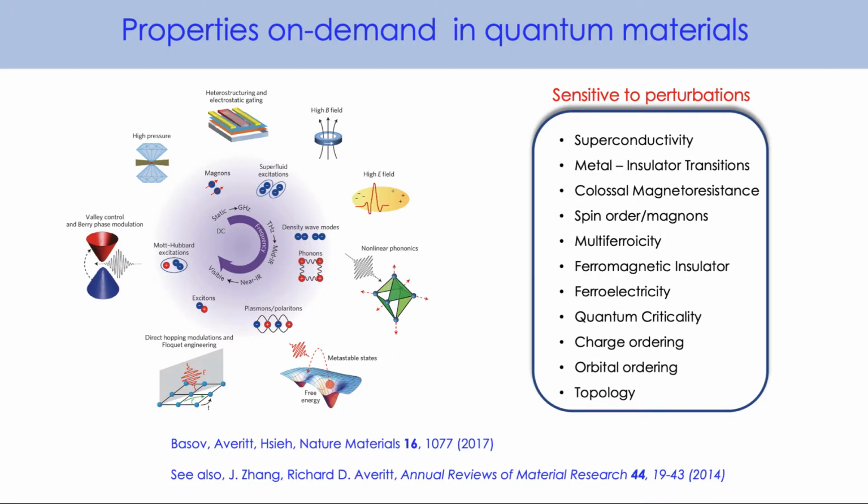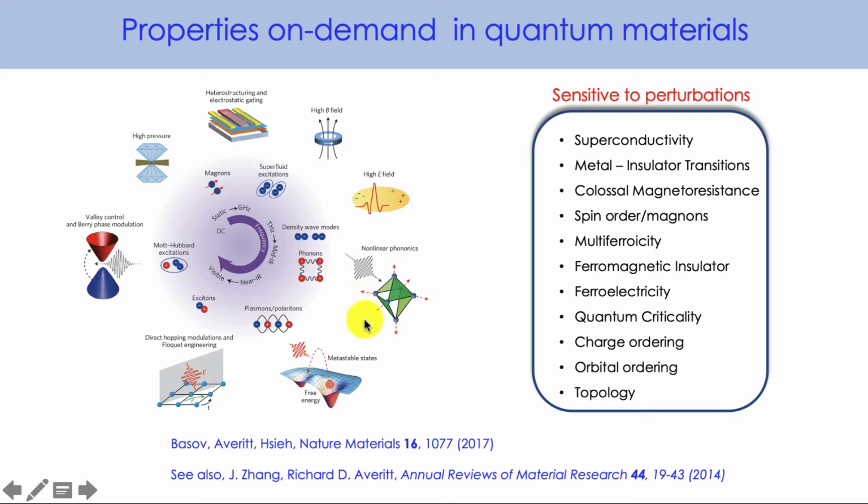Okay, so basically this idea of properties on demand in quantum materials, as I mentioned, is a very rich area. The idea is that we can take various materials, and their properties are very sensitive to different types of perturbations. We could be talking about superconductivity, metal insulator transitions, charge ordering, orbital ordering, topological properties. We can come in with different techniques, perhaps a magnetic field, to manipulate the properties of that quantum material. We can also use photoexcitation to create metastable states. There's just a rich panoply of possibilities to manipulate these materials that are sensitive to perturbations.